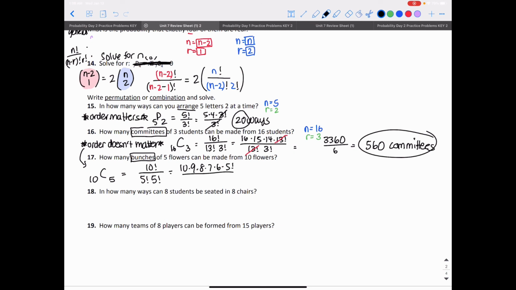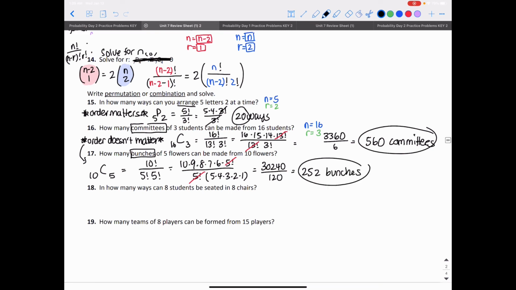I'm going to rewrite the one at the top in terms of the biggest factorial on the bottom. Then for the other 5 factorial, I'm going to actually write it out. It's 5 times 4 times 3 times 2 times 1. I don't really need to write the 1. I'm going to cancel out the 5 factorial in the top and the bottom. And I'm going to do this math in my calculator. And I'm going to get 30,240 divided by 120. And that's going to be equal to 252 bunches.